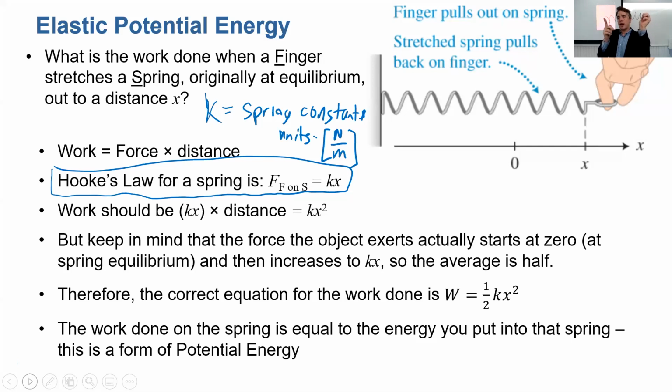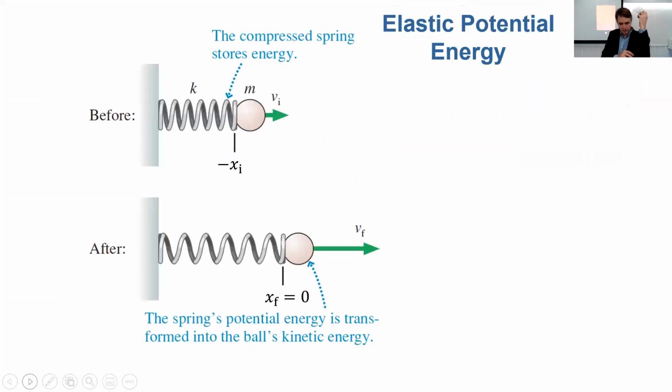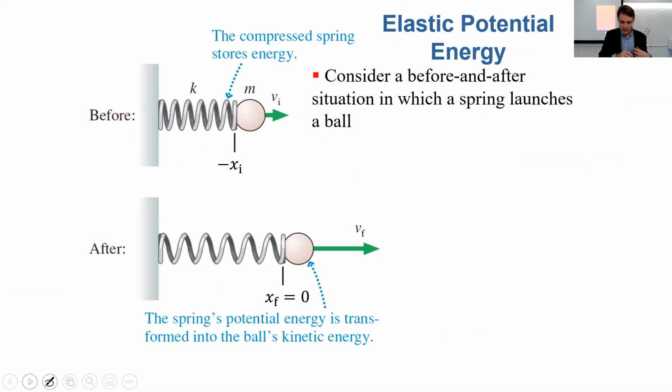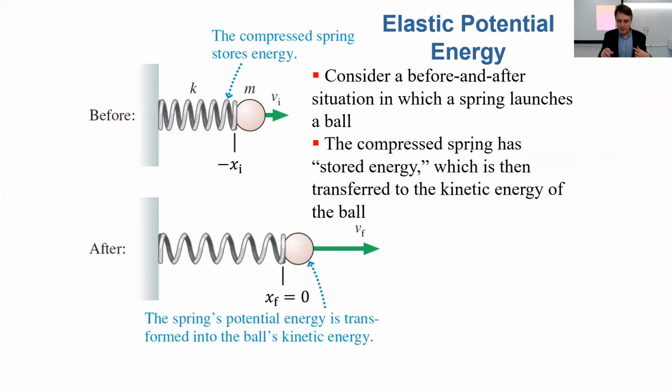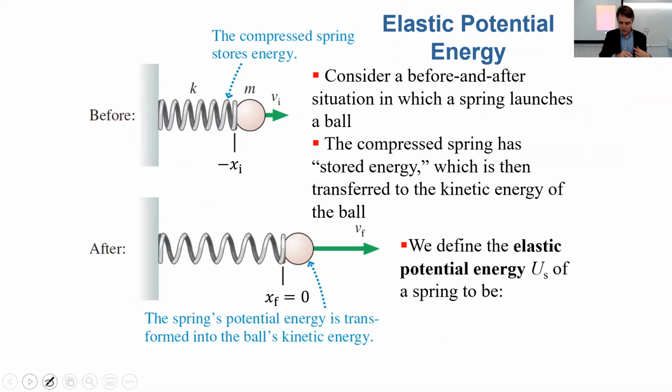And also you could even do x to be negative. You could push it. And again, you have the same Hooke's law, increasing the force, and you have the same 1/2 times k times x squared as the potential energy. So if you start with the compressed spring and then the ball moves, a spring launches a ball, the compressed spring has some stored energy, which is then transferred into the kinetic energy of the ball. We define the elastic potential energy, U sub S of a spring, to be U sub S equals 1/2 k times x squared.